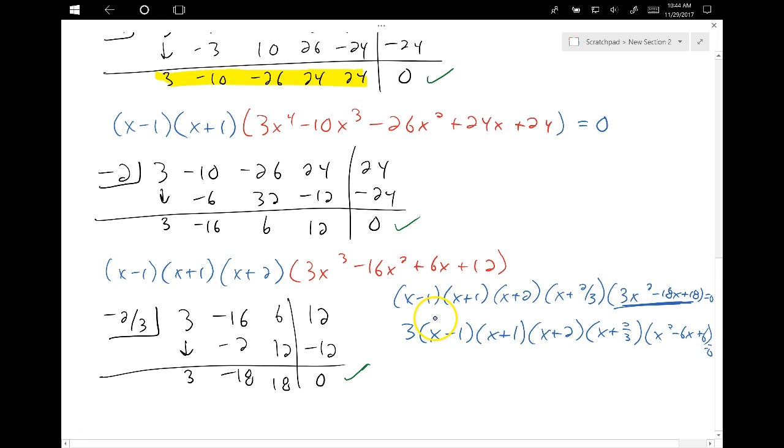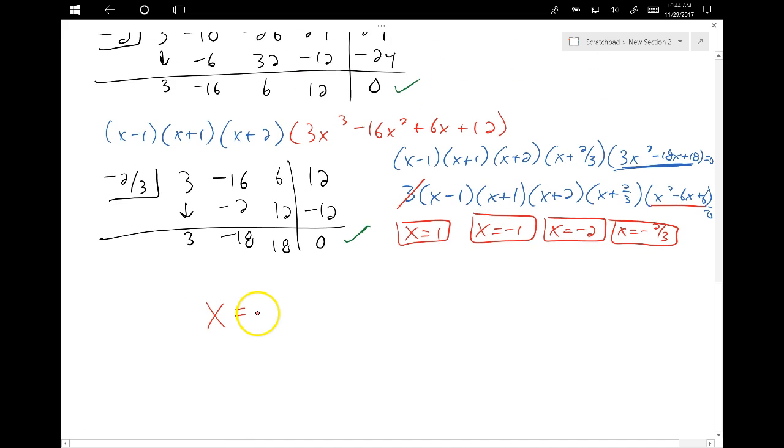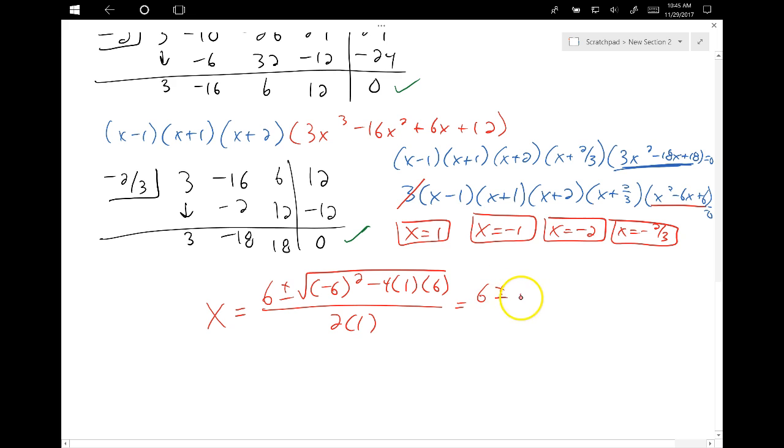I can set each of these equal to 0. If I set 3 equal to 0, there's no solution. x minus 1 equals 0 means x equals 1. x equals negative 1. x equals negative 2. x equals negative 2/3. With what's remaining, I have to use quadratic formula. So negative b plus or minus the square root of b squared minus 4ac all over 2a. That gives 36 minus 24 over 2.